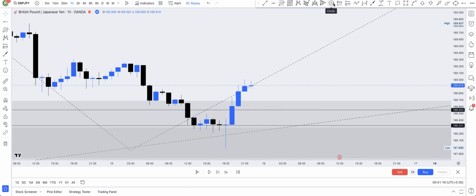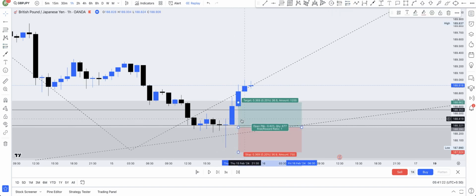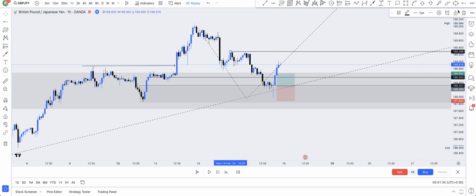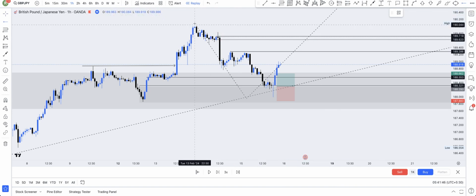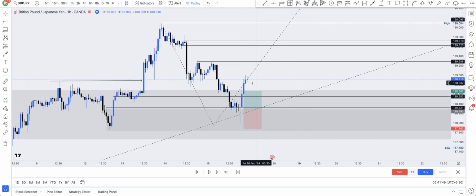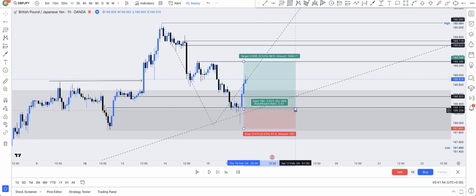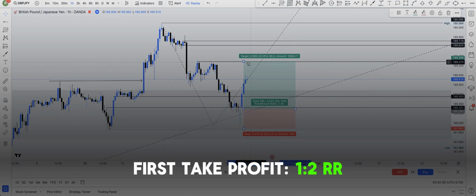I'll just pull out my long position and drop it here, my SL a little below the indecision candlestick, then my first take profit will be at this point. Then my second take profit to be somewhere here, then my third take profit will be to the high at this point. So let's look at the risk to reward of the first take profit. So our first take profit to be here. So our risk to reward is what we have. 1 is to 2 risk to reward, almost 1 is to 3 risk to reward.